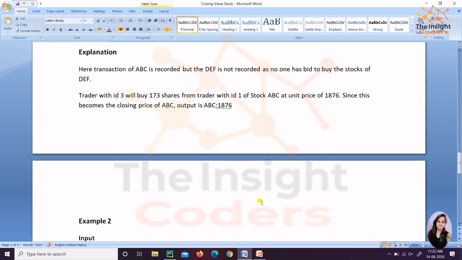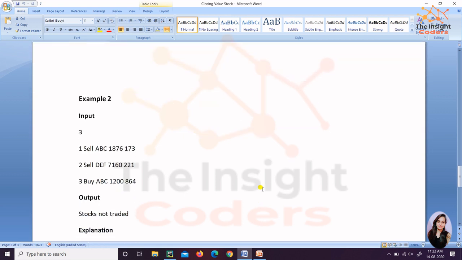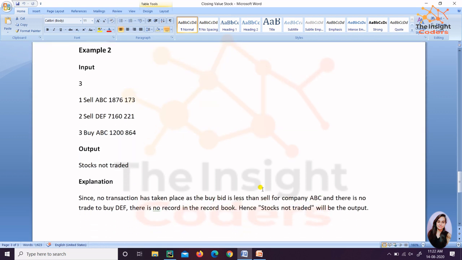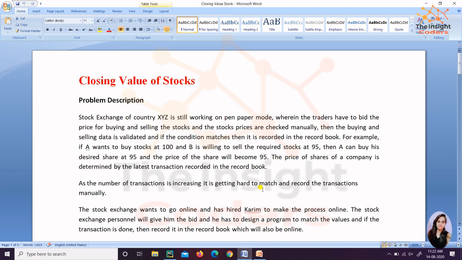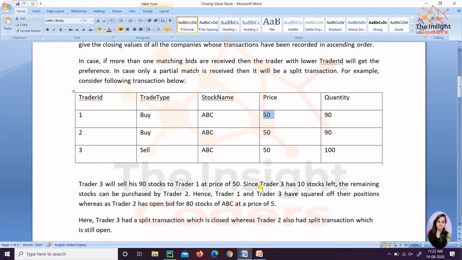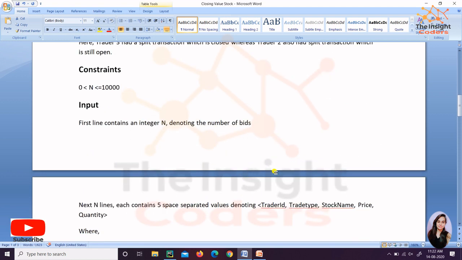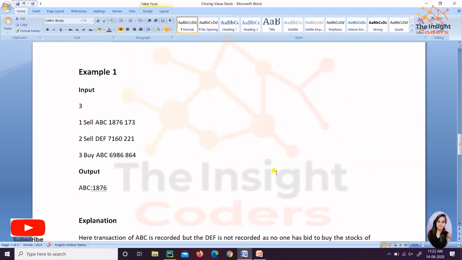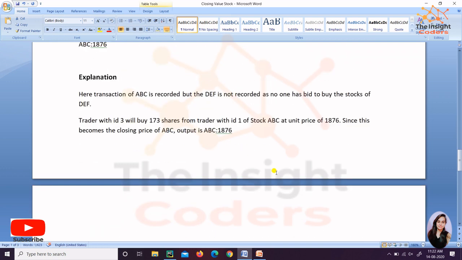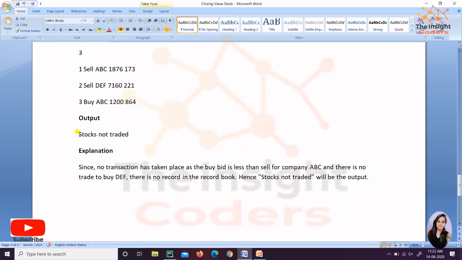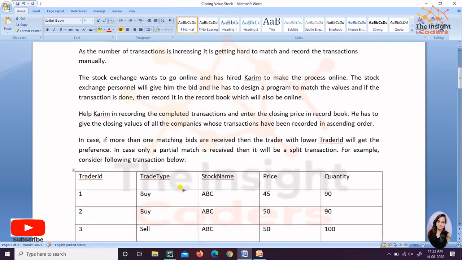And what if the case is I want to sell my product at 50 rupees, but the person who wants to buy is giving me less than 50? Say he gives 45, and the person wants to sell at 50. In such a situation, you have to write that this cannot be sold. The exact wording for that actually is stocks not traded. You have to print this output.